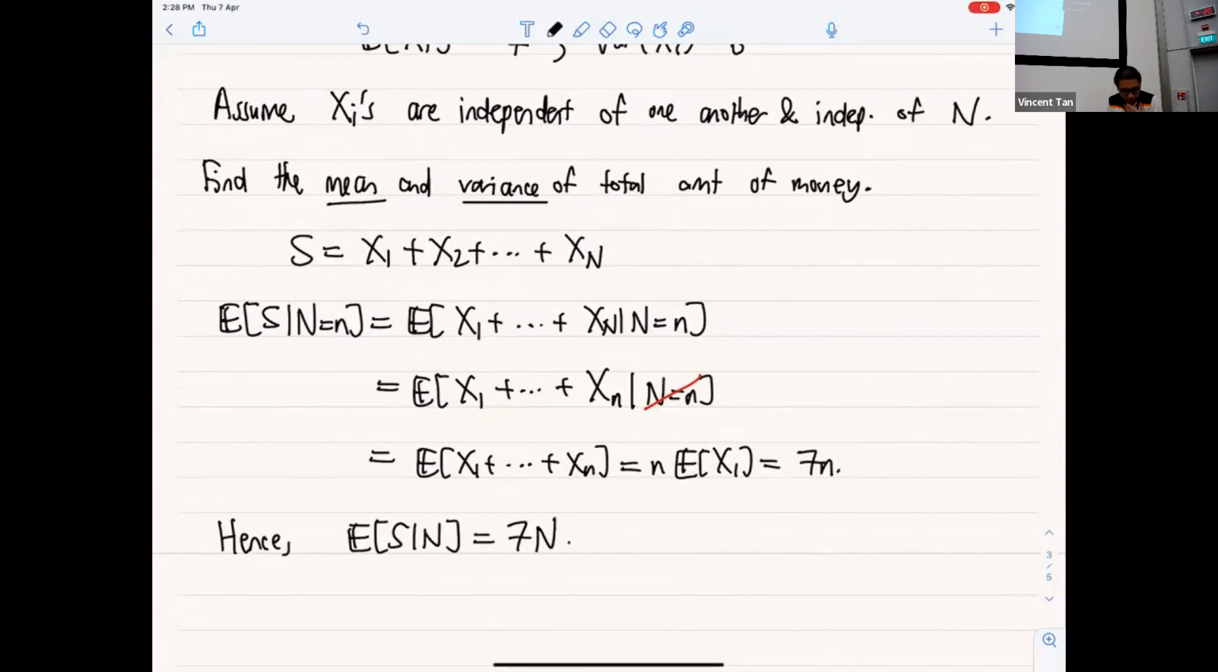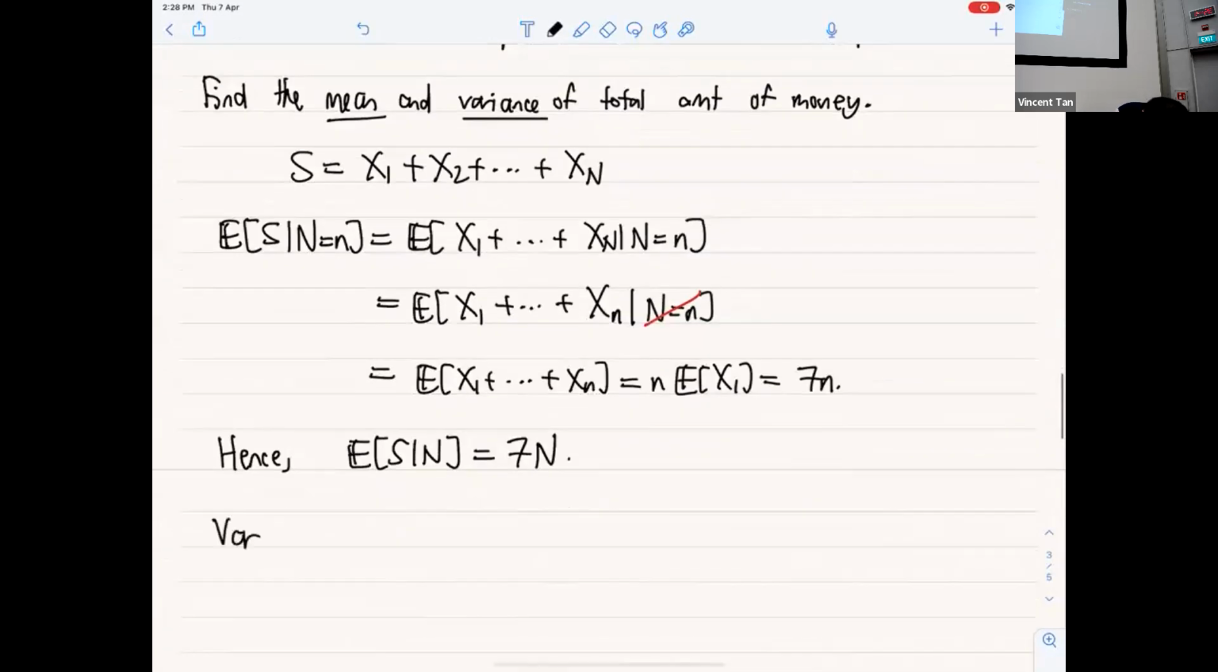Is that clear? We did this before. So now I first fix the number of people who come. I call that little n. I know that little n people come. So what is the expected amount of money that they bring? 7n. Okay. What is more difficult is the variance of S given N equals little n.